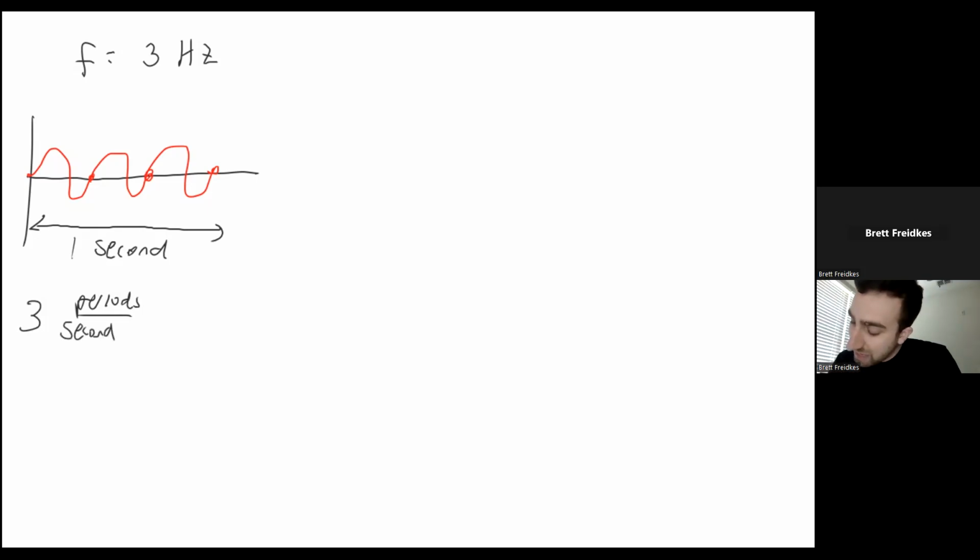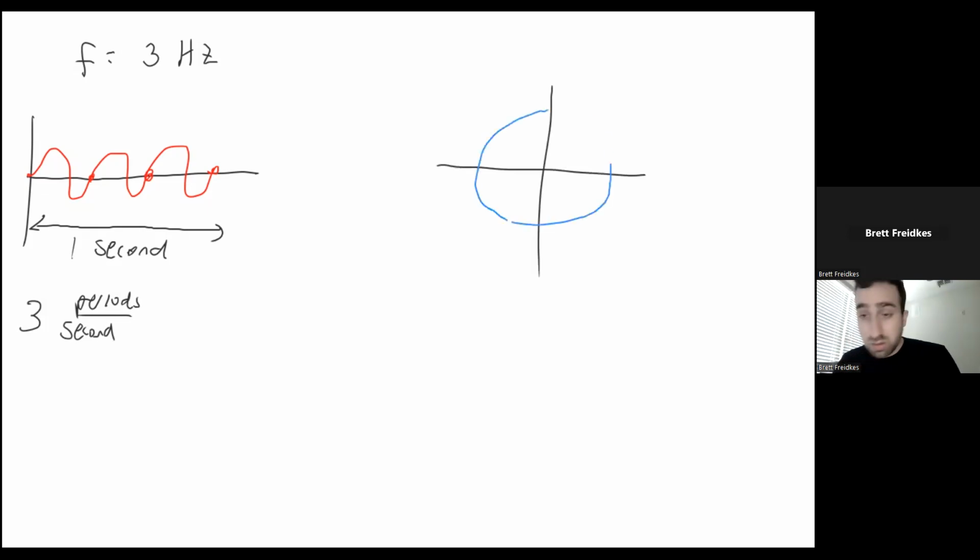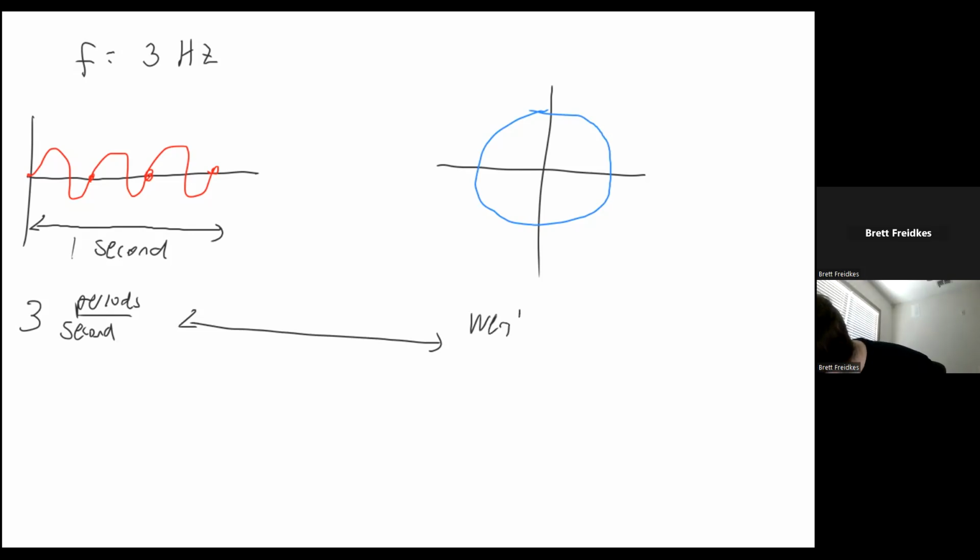Now the question is, how many times do I go around the unit circle? Well, we already said that if I go around once, that's a period, right? I went from 0 to 90 to 180 to 270 to 360 in that one period. If I were to do 3 periods in that second, how many times did I go around the circle? 3, right? I went around the unit circle 3 times.